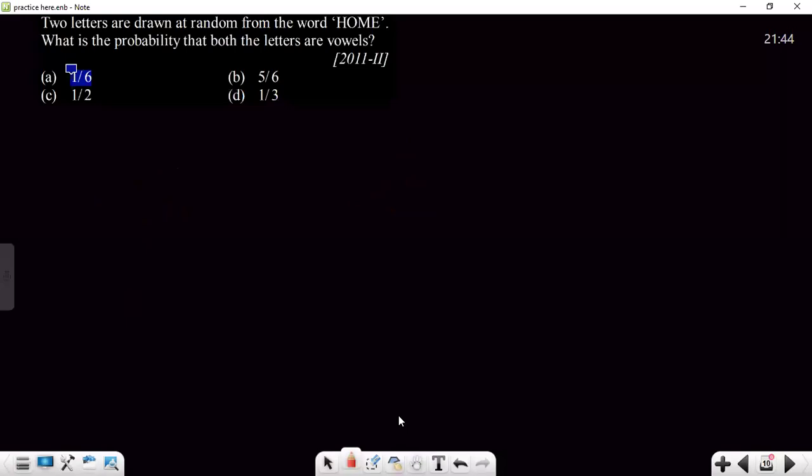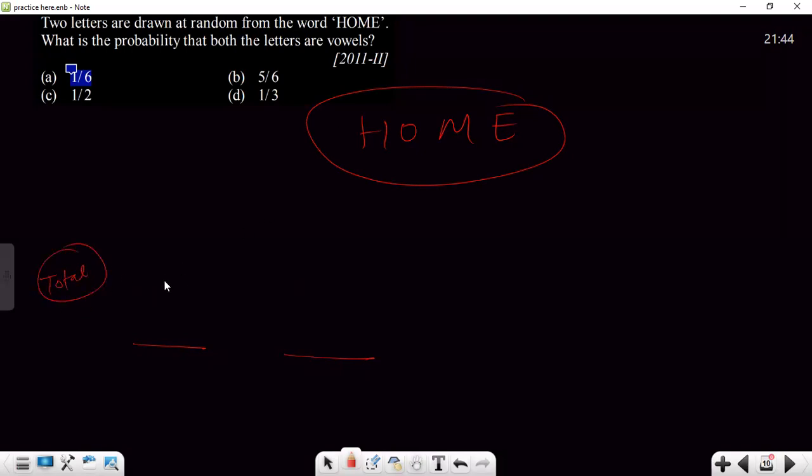Next question. Two letters are drawn from the word HOME. What is the probability that both the letters are vowels? We're withdrawing two letters. How many choices do we have? We are discussing total cases. How many choices? Four choices. How many choices for the second? One is already withdrawn, so three are left. So these are 12.